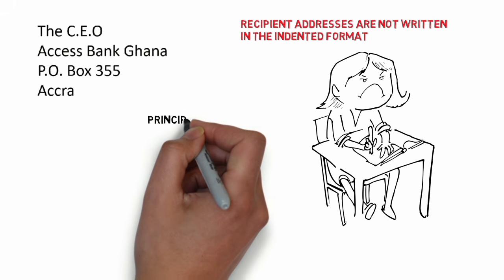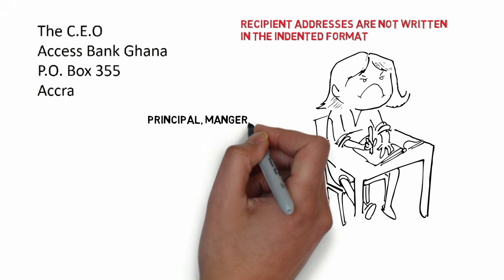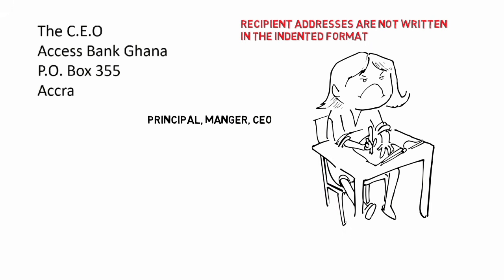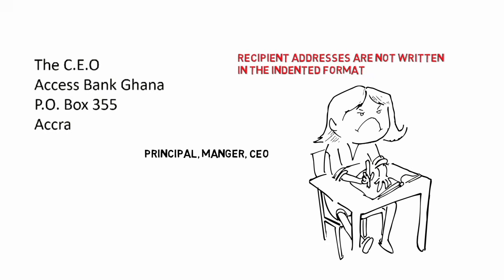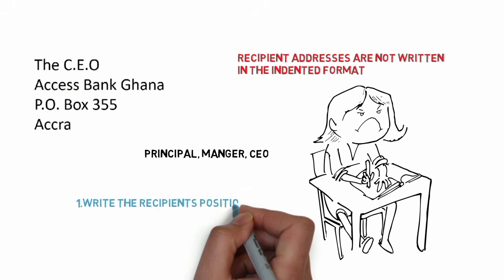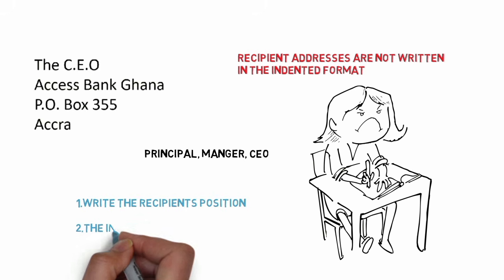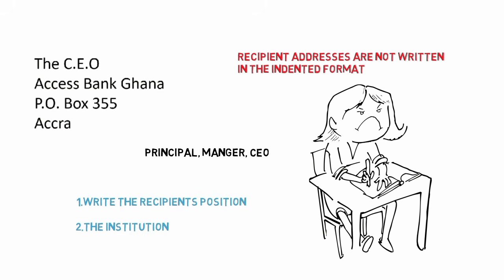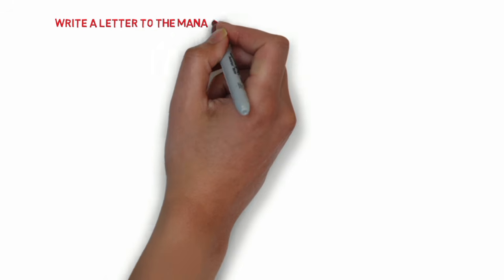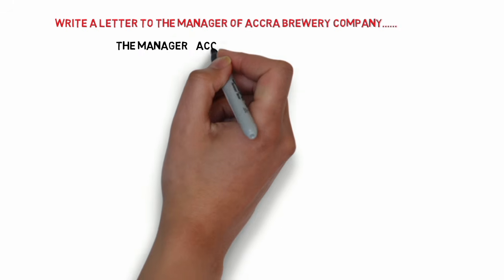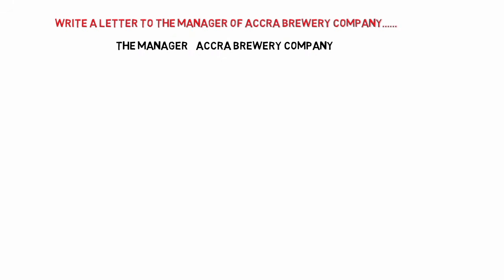Is it the principal of your school, the manager of a company, the chief executive officer of an organization? Whoever it is that you are addressing, make sure you first of all write the person's position, followed by the institution where he or she holds such position. So for instance, if you are writing a letter to the manager of Accra Brewery Company, first of all, divide the statement, the manager of Accra Brewery Company, into two. Take away the "of" in the statement and divide the statement from there. You will now have the manager and then Accra Brewery Company.